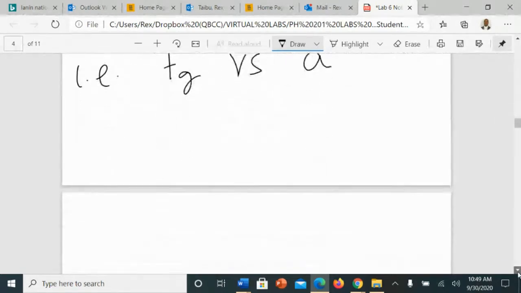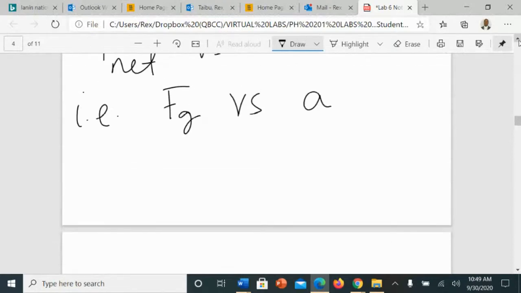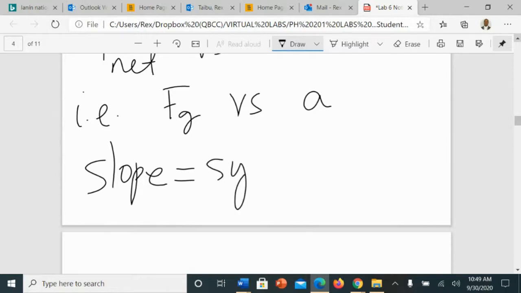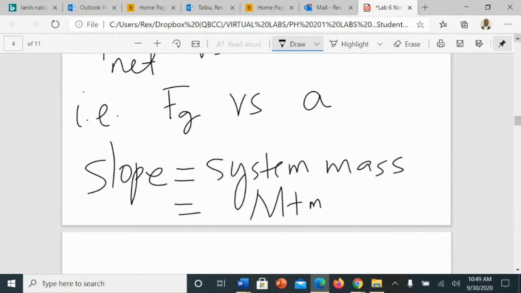That graph will look like a straight line, and then the slope will tell us the what? The system mass. So slope will be equal to system mass. And what did I say system mass is? System mass is just capital M plus small m. So I can actually find the slope, and that slope will tell me the total mass that I'm actually accelerating.